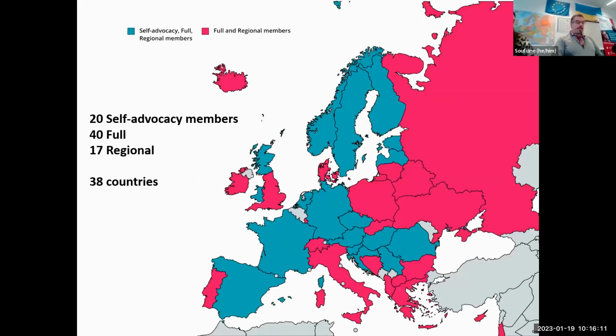This map shows us the number and types of members of Inclusion Europe. We have 20 self-advocacy members, 40 full members, and 17 regional members in 38 different countries. Inclusion Europe represents 20 million people with intellectual disability in Europe.